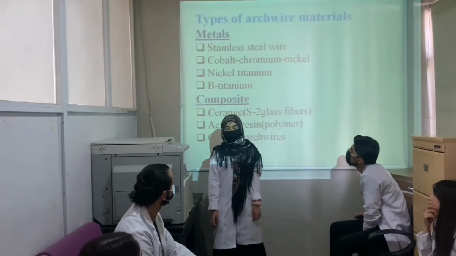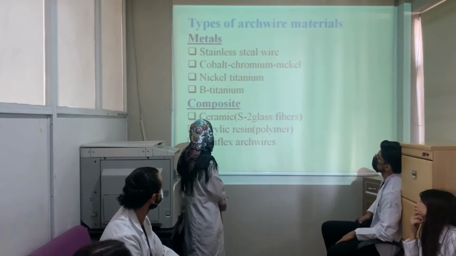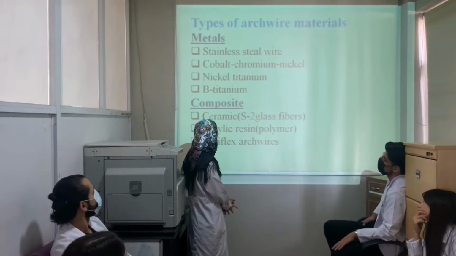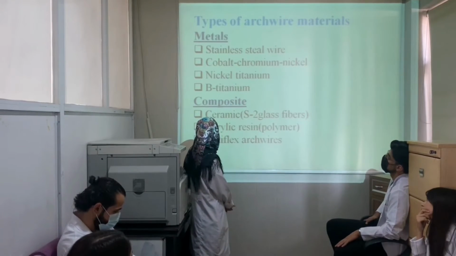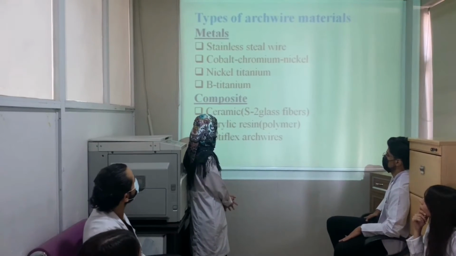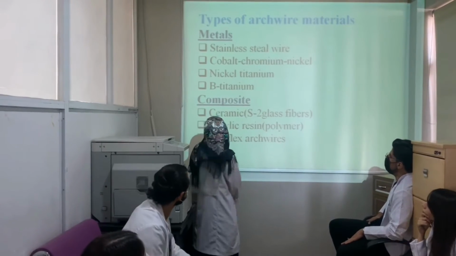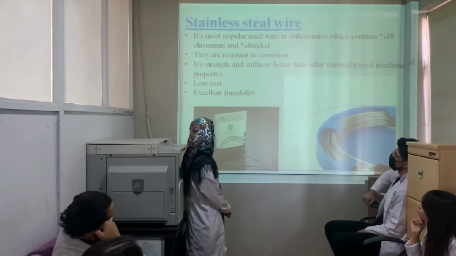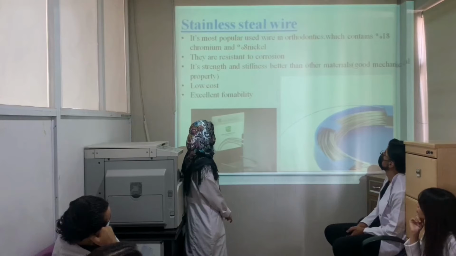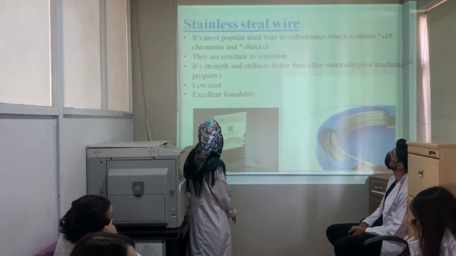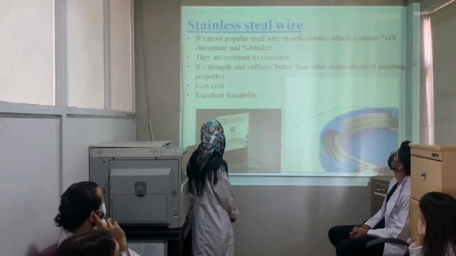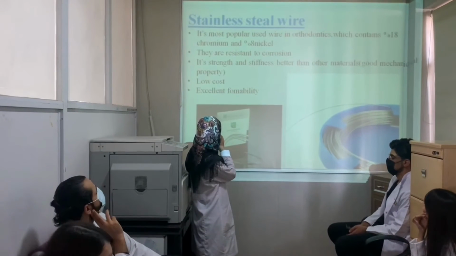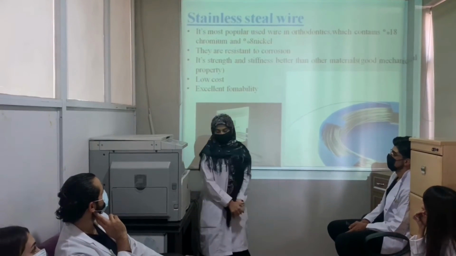Those are according to their shape. According to their compositions, we have metal, which are stainless steel wire, cobalt chromium nickel, titanium, and beta titanium, and we have composite, which are ceramic, acrylic, resin, polymer, and Optiflex arch wires. We will go to each of them separately. We have stainless steel wires. It is the most popular wire used in orthodontics, which contains 18% chromium and 8% nickel. They are resistant to corrosion and have good mechanical properties, low cost, and excellent formability. It has good strength and good stiffness.